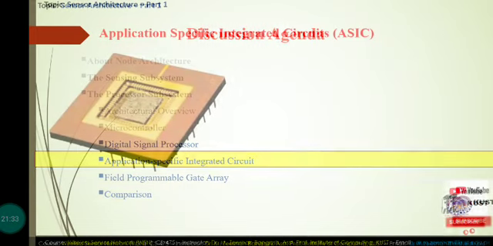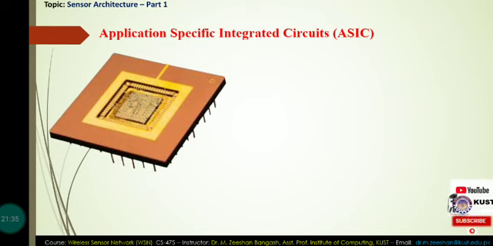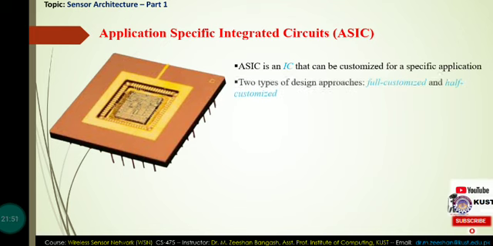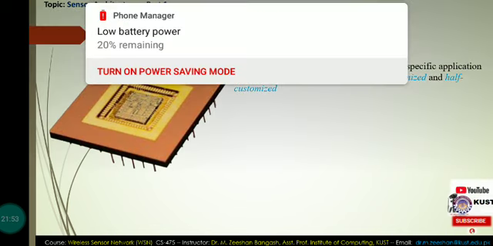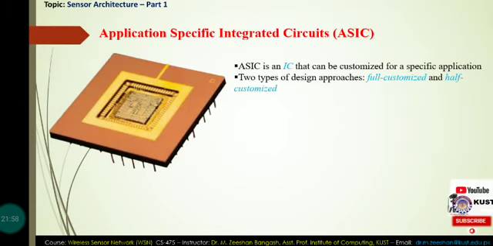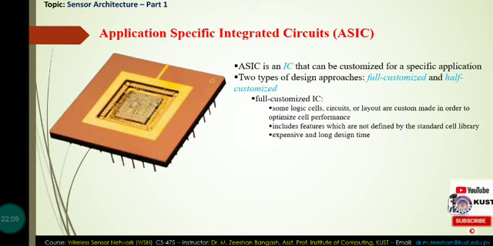So let's talk about another subsystem. It's an application specific integrated circuit, and that can be customized for a specific application. And it's an integrated circuit that is customized. There are two types of design: it's either fully customized or half customized. So to understand the difference, it is useful to understand basically the building blocks of this subsystem. Let's talk about that.